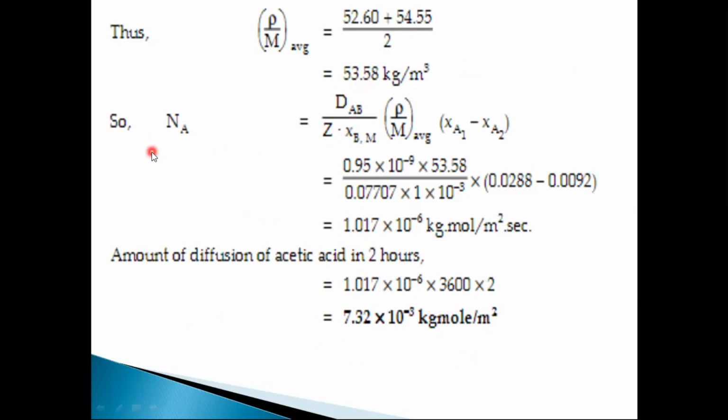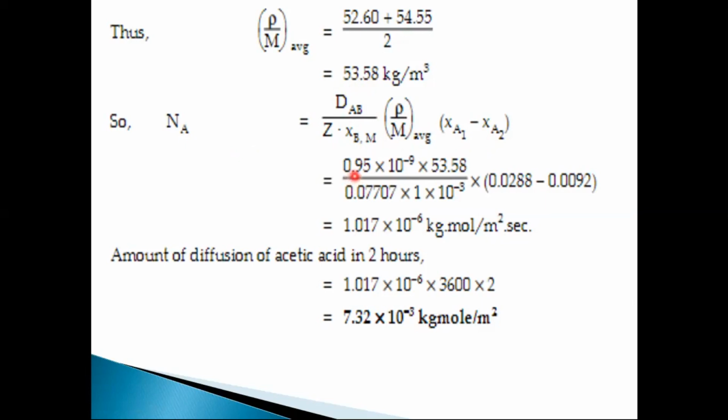Next, we have to calculate NA. NA is equal to DAB divided by Z into XBM into rho by M average into XA1 minus XA2. Now we have all the values. XA1 we know, XA2 we know, rho by M average, DAB, Z and XBM. Just put all the values in this equation.